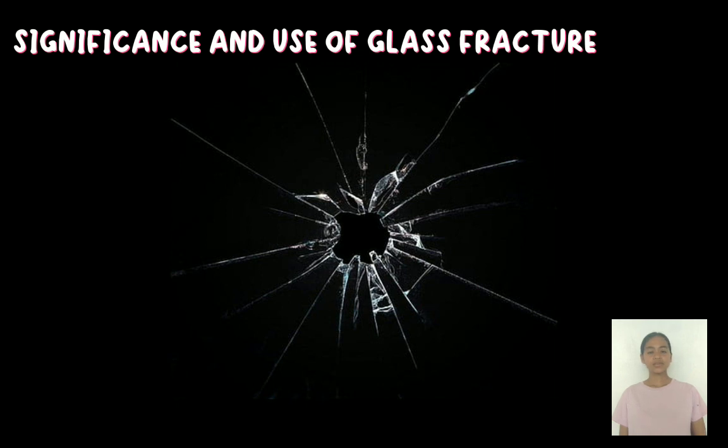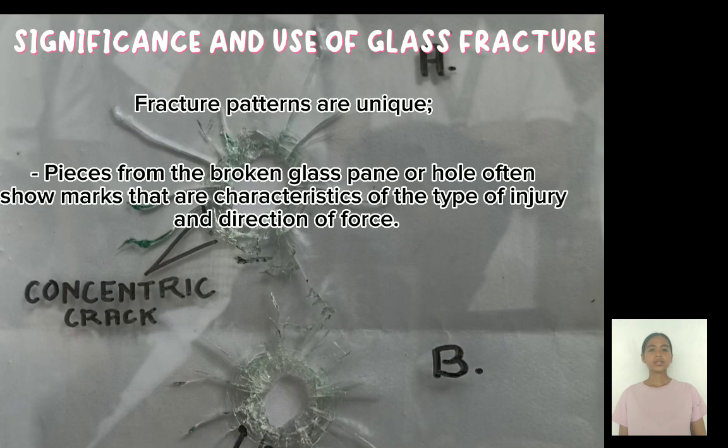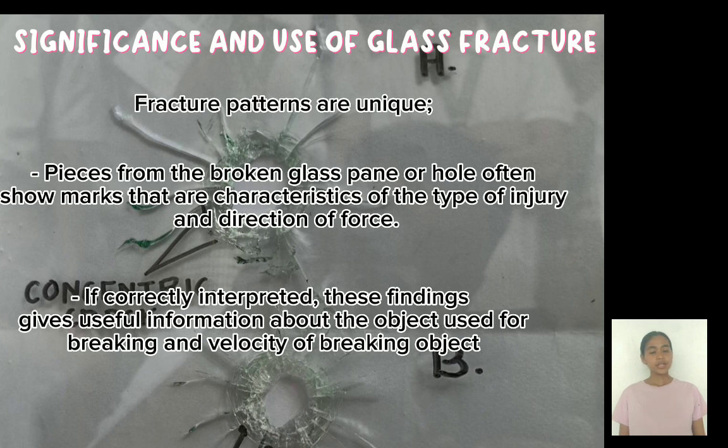Significance and use of glass fracture. Fracture patterns are unique. Pieces from the broken glass pane or hole often show marks that are characteristic of the type of injury and directions of force. If correctly interpreted, these findings give useful information about the object used for breaking and the velocity of the breaking object.